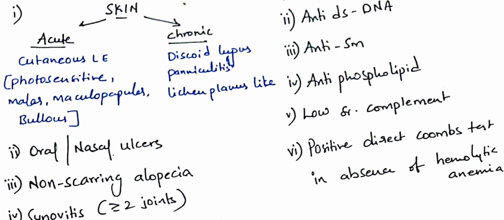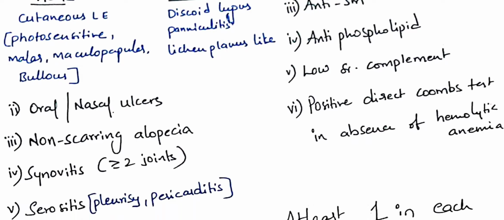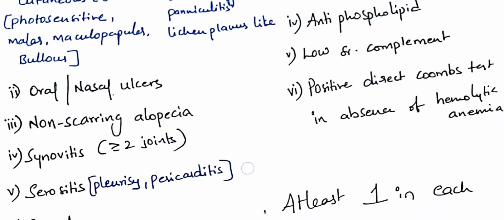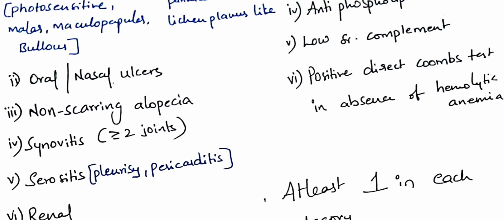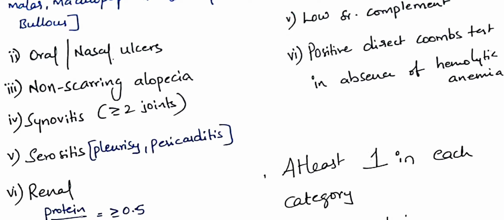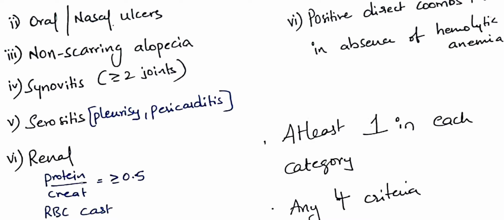oral or nasal ulcers. The patient may have oral or nasal ulcers, and alopecia will be there, of a non-scarring type. Synovitis, that is arthritis, will be there, and involvement of two or more joints is a must. Serositis, like pleuritis causing pleural effusion, and pericarditis, is one of the clinical criteria.